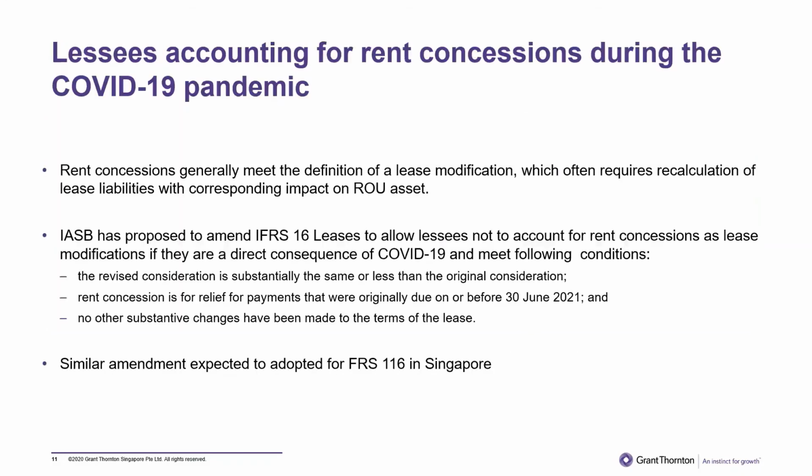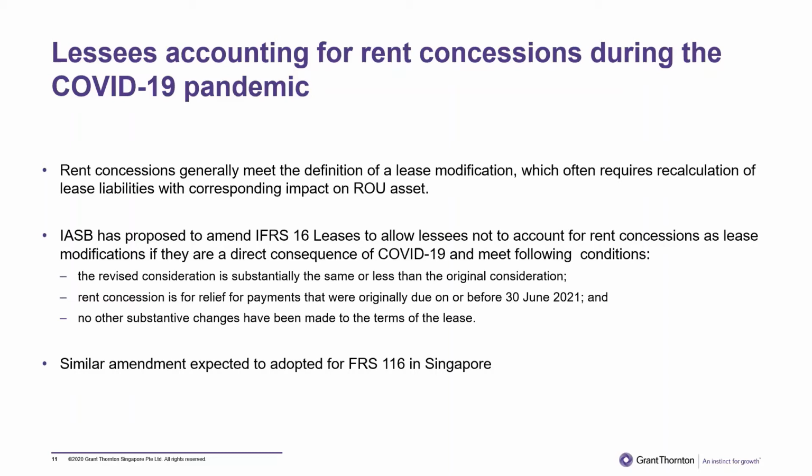Now, this next element is for a specific exemption that has come in because of COVID-19. As I said earlier, generally when you change the cash flows or the tenure, it leads to a modification, which means you recalculate your liability, and the difference between the old liability and the new liability is an adjustment to your ROU asset. But because of the COVID-19 pandemic, there are a lot of rent concessions being given by pretty much everyone. When I say everyone, pretty much every government across the globe.